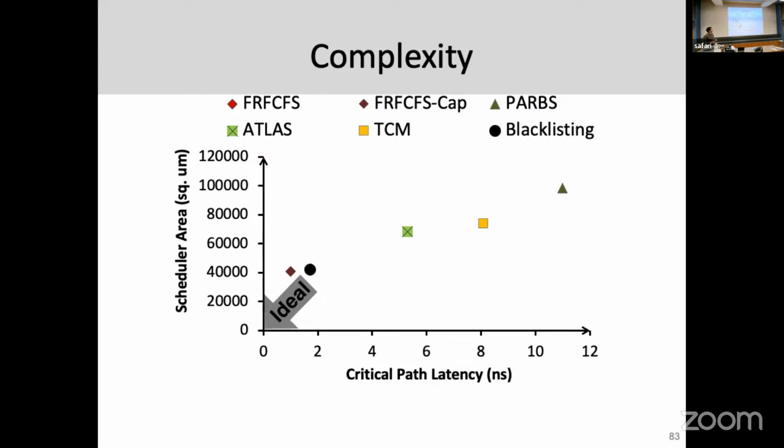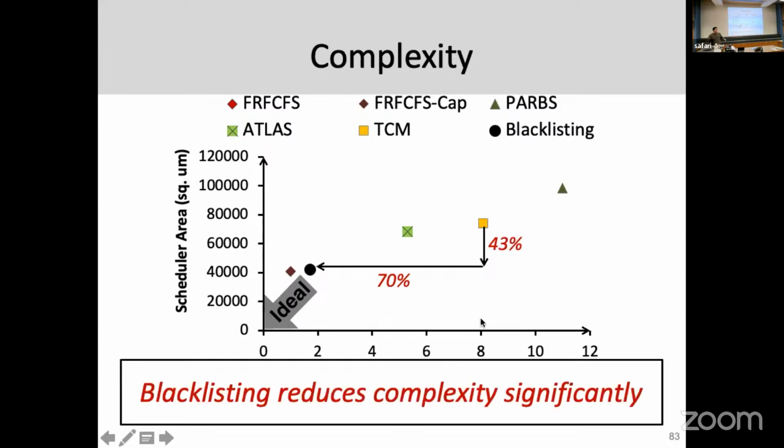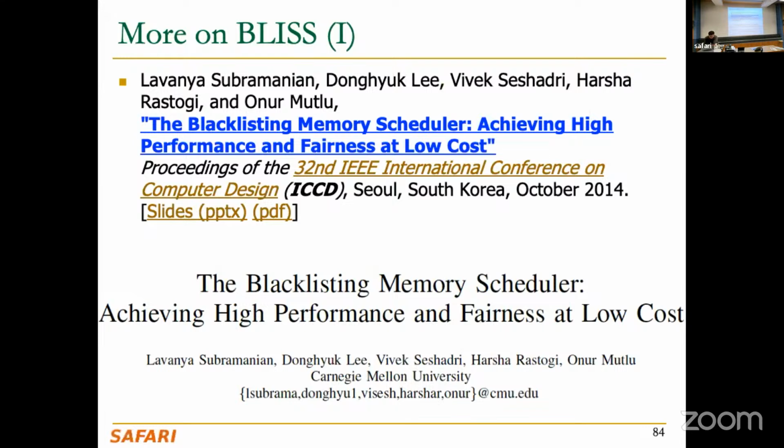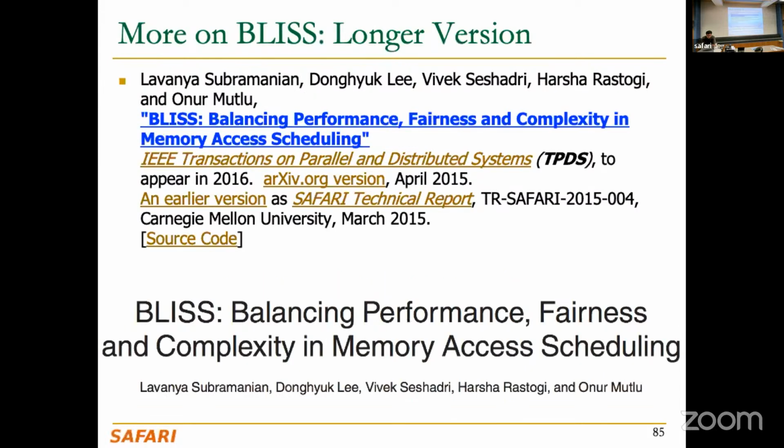And here you see other mechanisms laid around in this plot. And the blacklisting scheduler is very close to ideal here. It's 43% less area than TCM, and it induces 70% smaller critical path latency. So we say that blacklisting reduces complexity significantly. And for more details on the blacklisting memory scheduler, I refer you to this paper. There's an even longer version at this time. Again, I didn't go into details, but if you're interested, please read these papers.